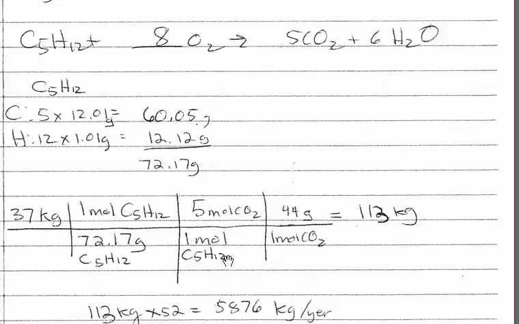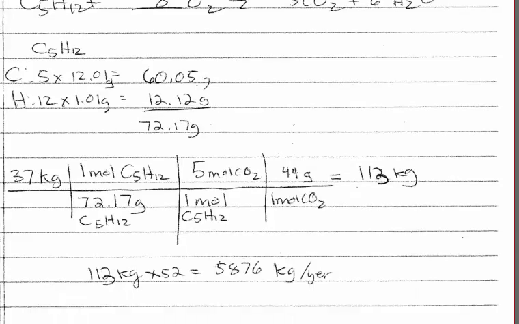So my moles of pentane cancel out, and then I want to cancel out my moles of carbon dioxide because I want mass. So I'm going to multiply by my molar mass of carbon dioxide, which is 44 grams. So when I do that, I get 113 kilograms.